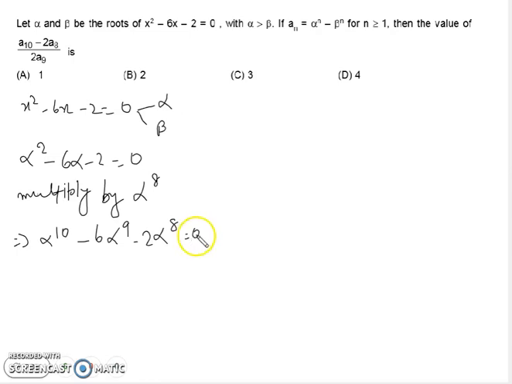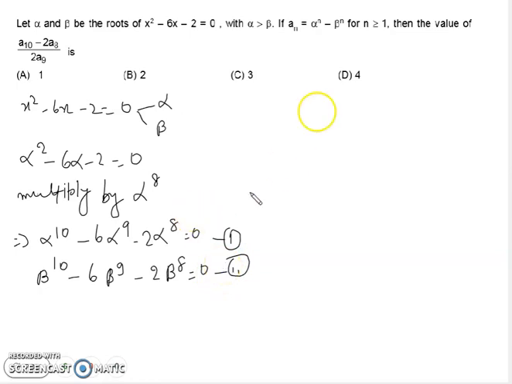Okay, and this is the first equation. Similarly, we can multiply by beta to the power 8, and you will get β^10 − 6β^9 − 2β^8 = 0, right? Are you getting my points, guys? So this is the first equation and this is the second equation you can consider. And now, what is the information given?